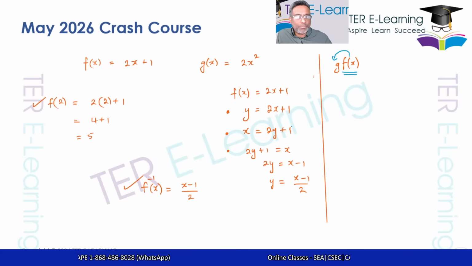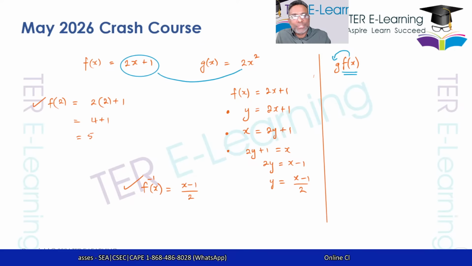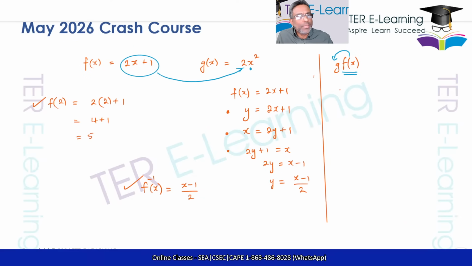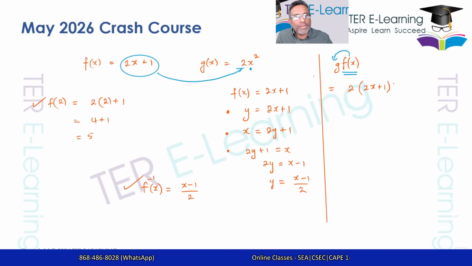So when you're doing a composite function, you're going to start from the right hand side and you're going to plug that into the function. So basically, all of this is f of x, and you're going to plug that into this here, right? But you're plugging that as a value for x in this case. So when I work this out, this is going to be equal to 2 multiplied by (2x plus 1) squared.